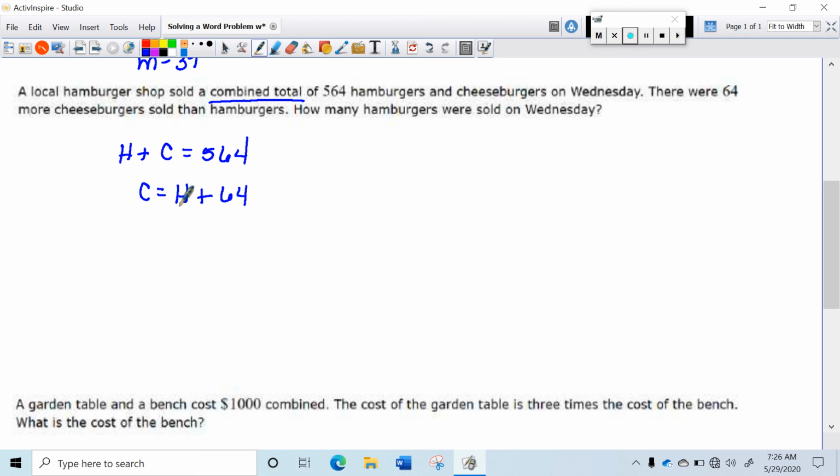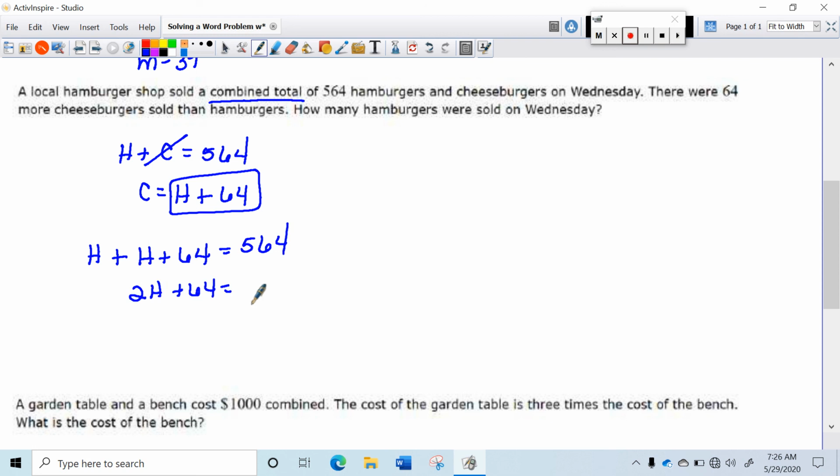So in the second equation, we know what C is. So I'm going to rewrite the first equation, but I'm going to replace the C with what it is, h plus 64. So just starting to write the first equation, I've got h plus, and then instead of C, I'm going to write h plus 64. Everything else gets written down just like it is. So I have two h's. I have 64 equaling 564.